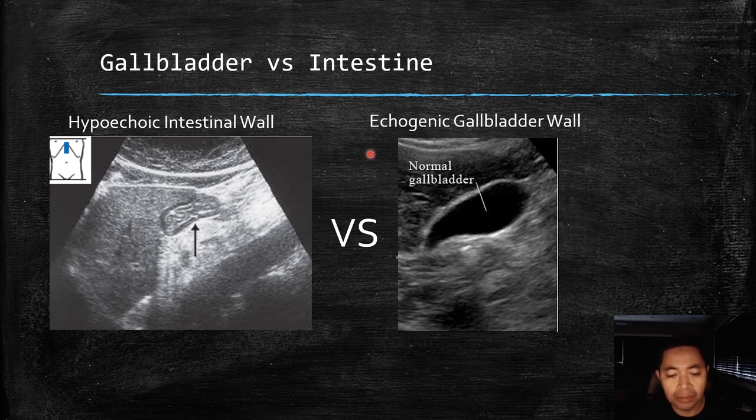Another point of difference is peristalsis. Now, peristalsis can't be seen, of course, in the gallbladder, but in the intestine, if you observe long enough, this might be visible.